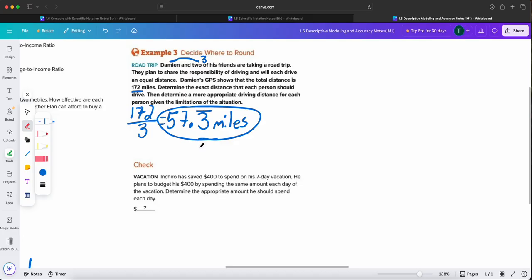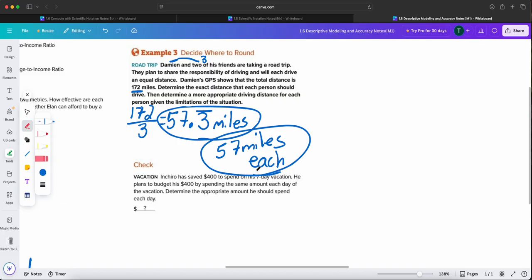So then it wants us to figure out what would be a more appropriate rounding distance. Well, if you think about cars, odometers, and GPSs, they usually just give you whole numbers, especially when it's a big number like 57. They usually don't get into the 0.9s and stuff like that until they get below 10. So in this case, it would be more appropriate for them to each say that they drive 57 miles each. Because once again, our GPS and our car's odometers don't really say that.